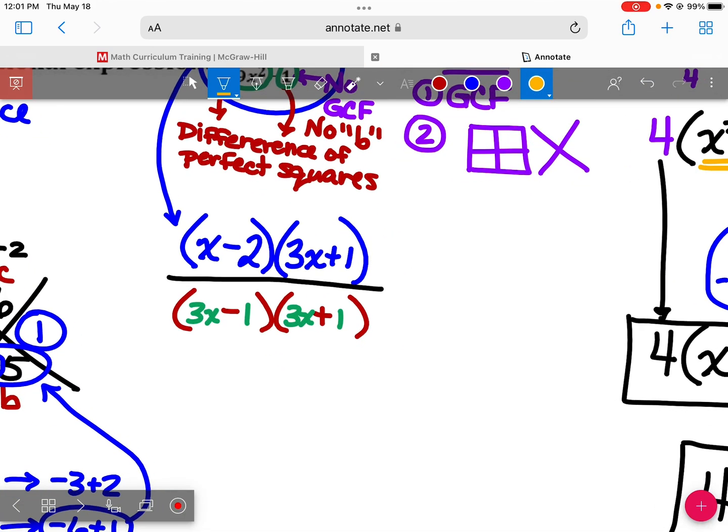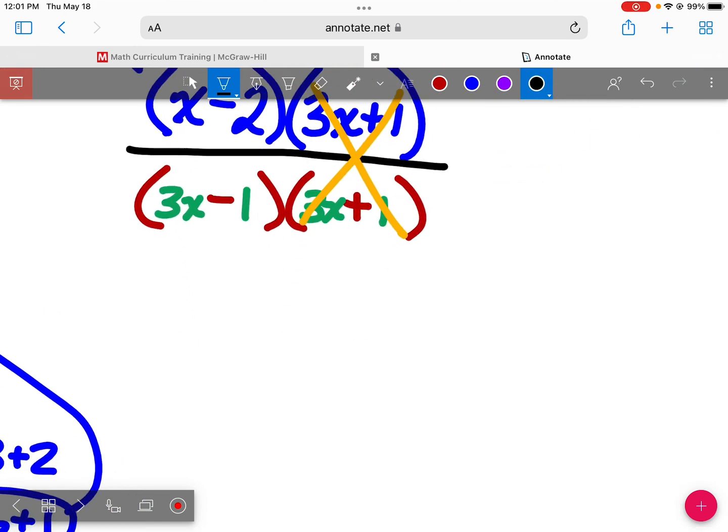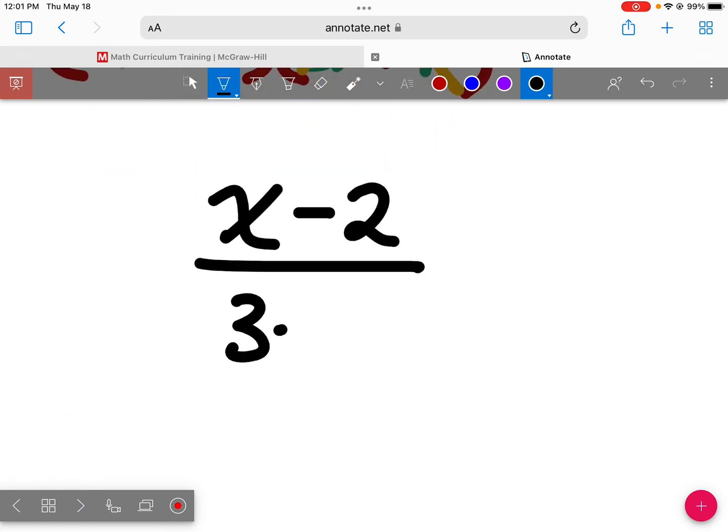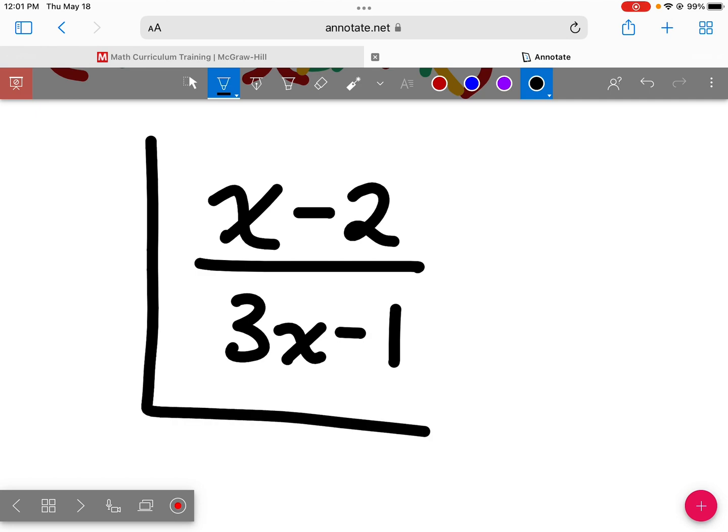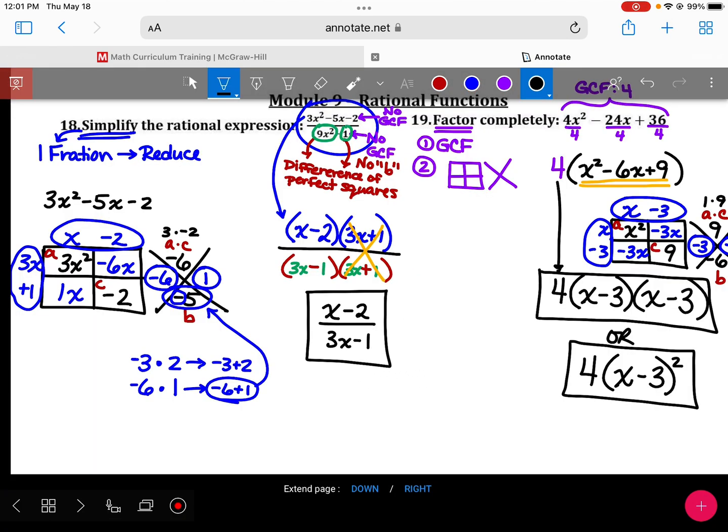Can I reduce this fraction at all? Are there any common factors between the top and the bottom? 3x plus 1. So what I have left over is x minus 2 over 3x minus 1. So the 9x squared, that's where it came from, because you put them together. 3x times 3x gives you 9x squared, yes. For a difference of perfect squares, you're always saying what times itself gives me that piece. And then each factor gets one of those.